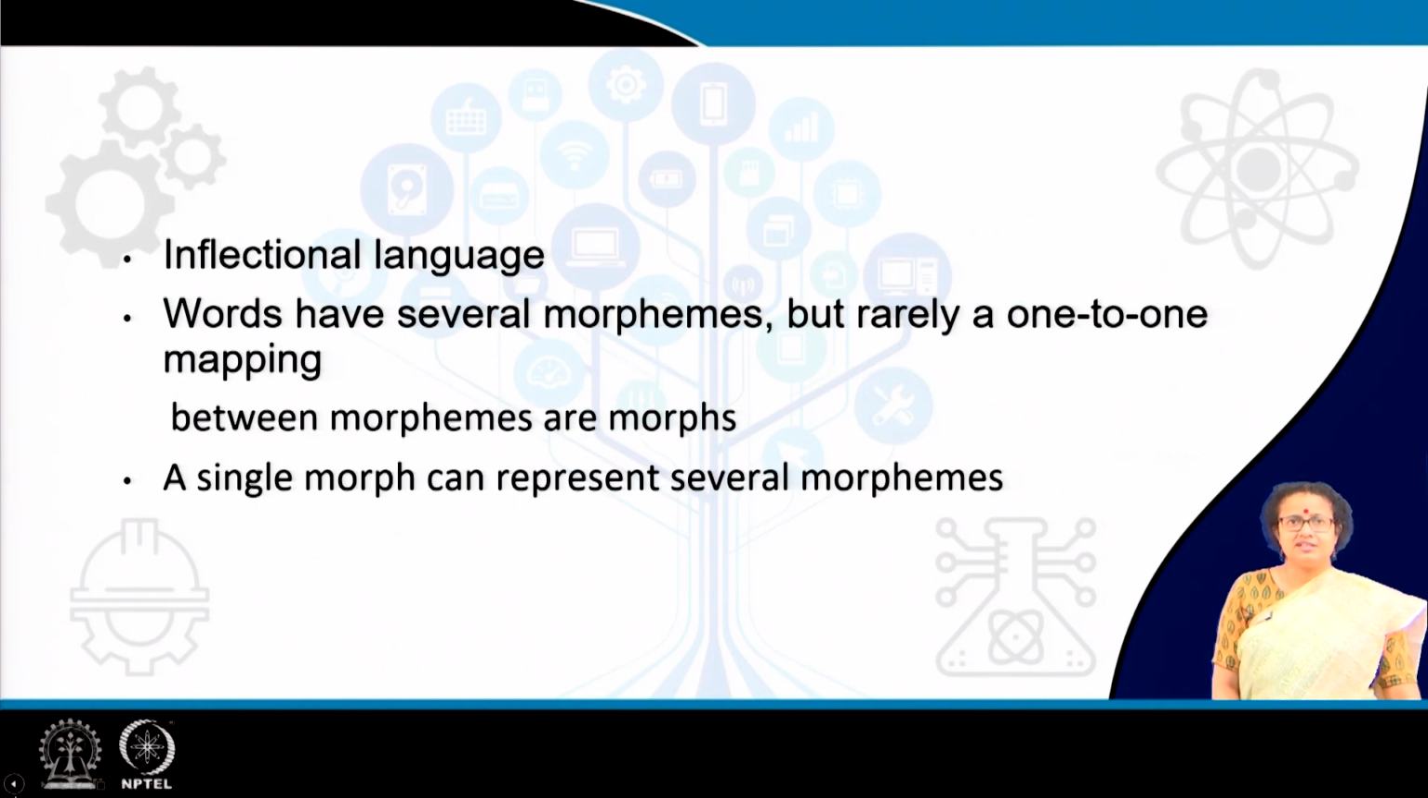Latin is known as an inflectional language, and words here have several morphemes, but rarely a one-to-one mapping between morphemes and morphs. So, a single morph can represent several morphemes. You can say that one morph is basically indicating a number of different functions. This is common in Sanskrit as well. This is a feature of inflectional languages.